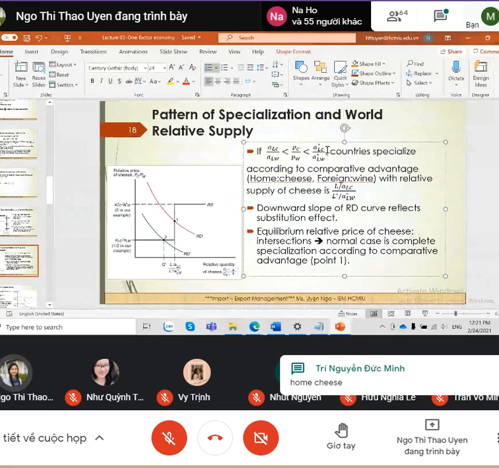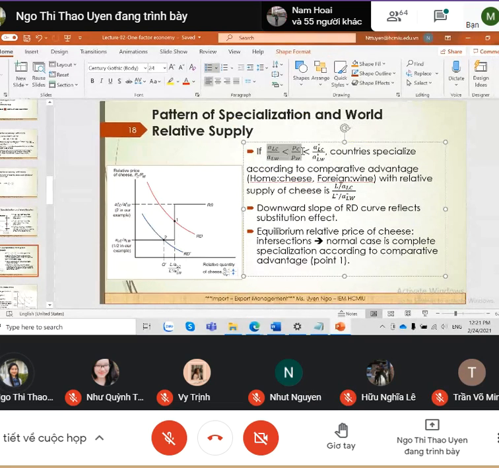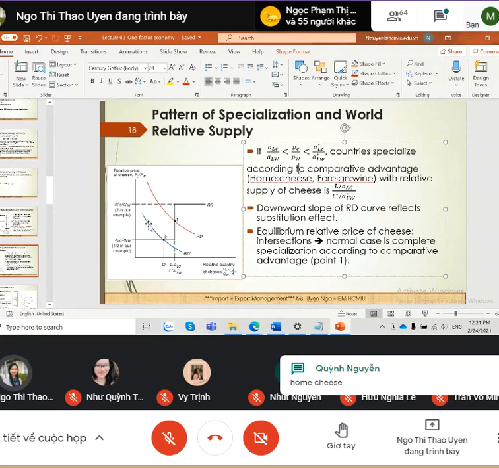That's good. Home has a comparative advantage in producing cheese, and foreign has a comparative advantage in producing wine. So they can specialize in producing the product where they have the advantage and trade with each other.